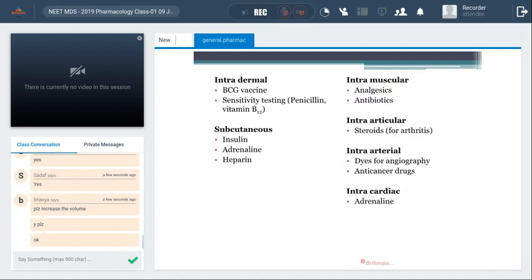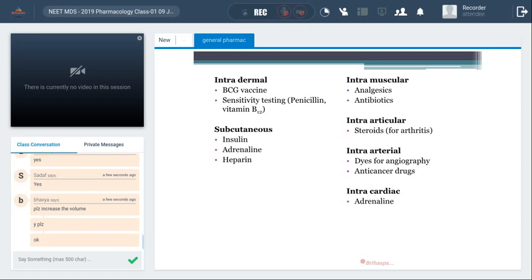And intradermal. Derma is skin, so into the layers of the skin. You all must have taken a BCG vaccine on your left deltoid muscle, left arm. That was given by the intradermal route. That means we keep the syringe parallel to the surface of the skin, and we inject a very little amount of the drug into the layers of the skin. We don't go deeper at all. And if I need to check sensitivity to a drug, like giving a test dose before the main dose because of the fear of anaphylaxis, I use the intradermal route. So these are the two situations where we choose the intradermal route.